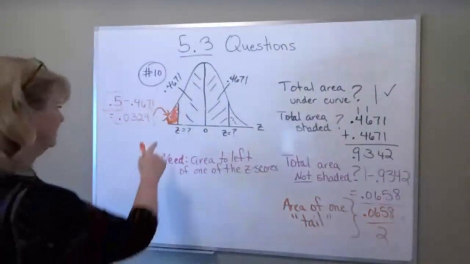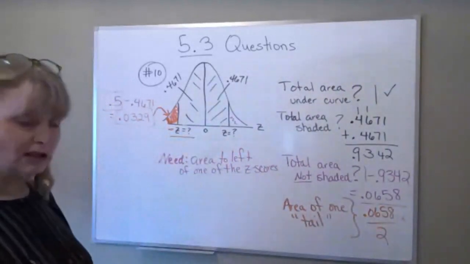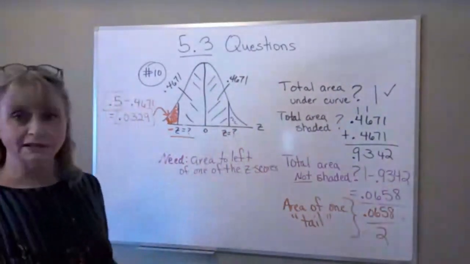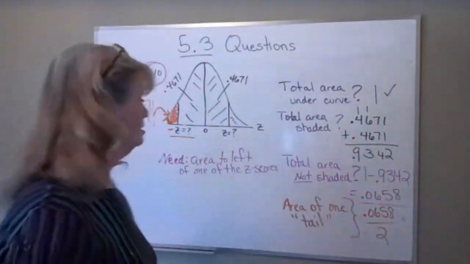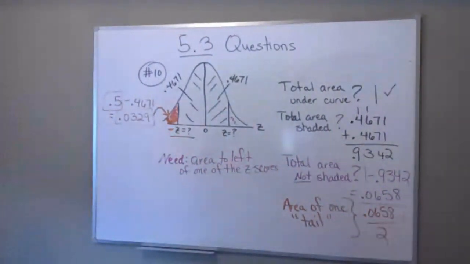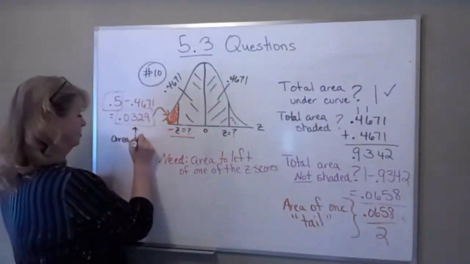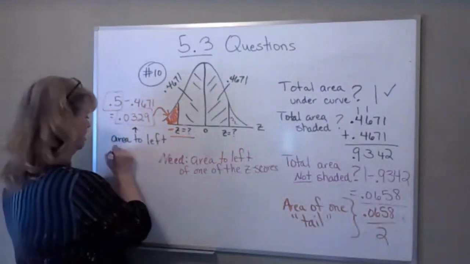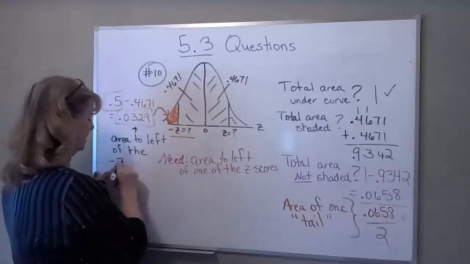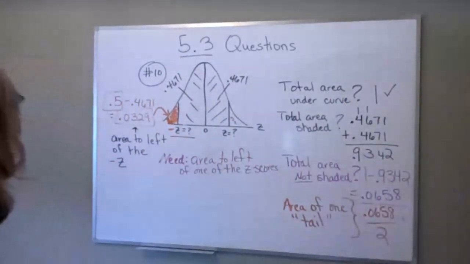Notice that that area is the area to the left of this z, which is going to be negative because it's to the left of 0. And remember, we already said that these two z-scores are opposites. All we have to do is figure out one, and we'll know both. So I'm going to look up this area. This now is the area to the left of the negative z-score we're looking for. So let's go to the negative side of the table.